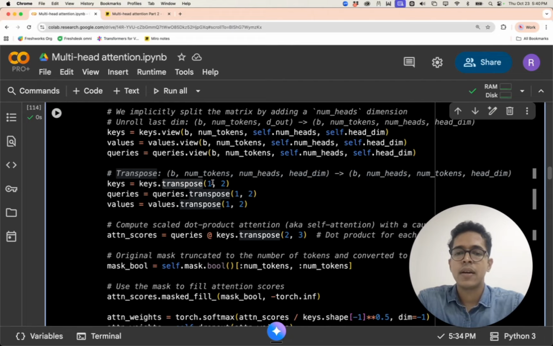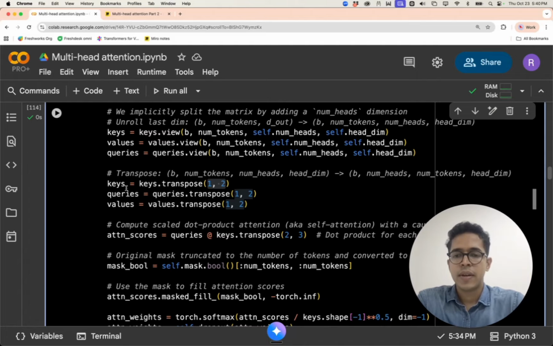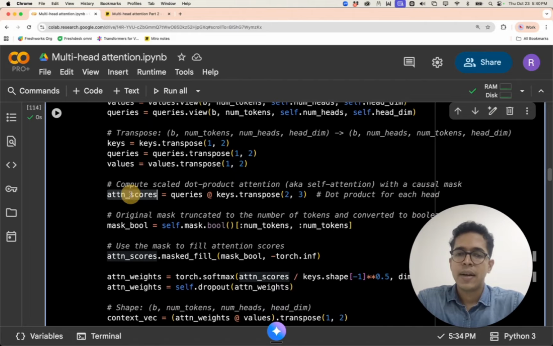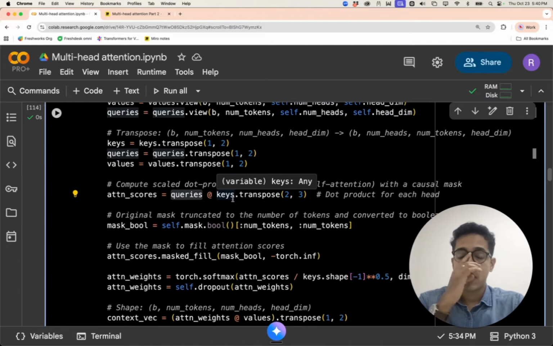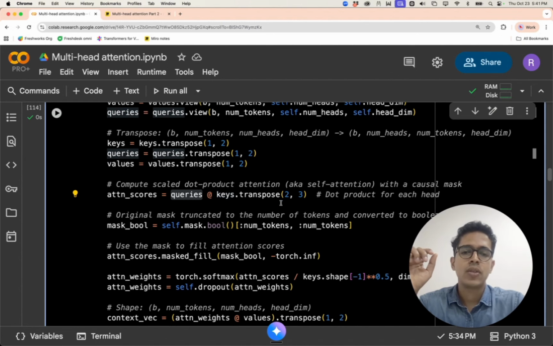So we are transposing the items at dimension 1 and dimension 2, because in Python the dimensions start from 0, 1, 2, 3. So this also we discussed. And then to compute the attention score, you have to do query multiplied by the transpose of key. When we take the transpose of key, we are effectively taking the transpose of the last 2 dimensions in the tensor. The last 2 dimensions are dimension 2 and dimension 3, because dimensionality starts from 0. So we take keys.transpose of 2, 3 to calculate the attention score.